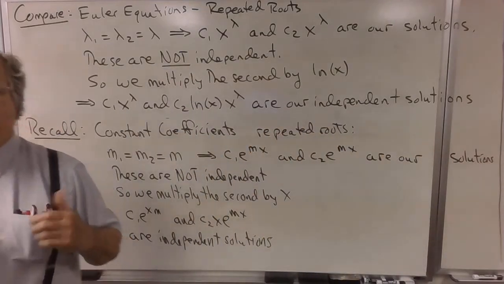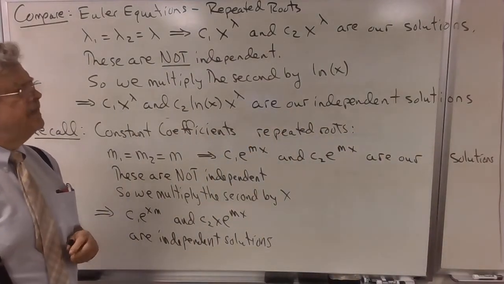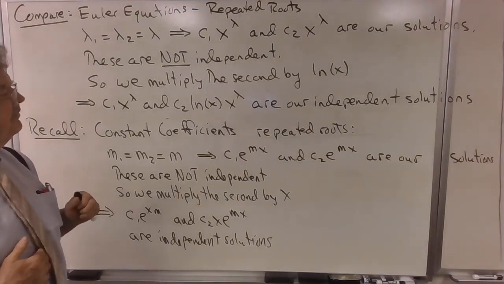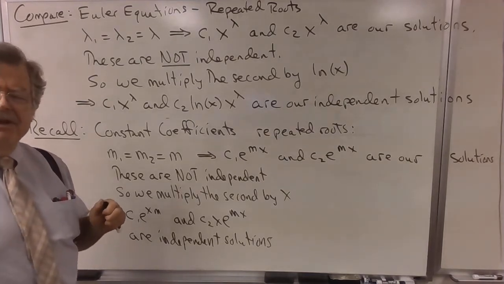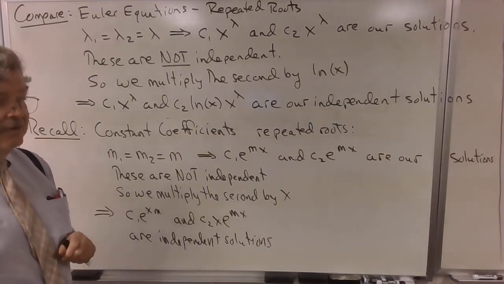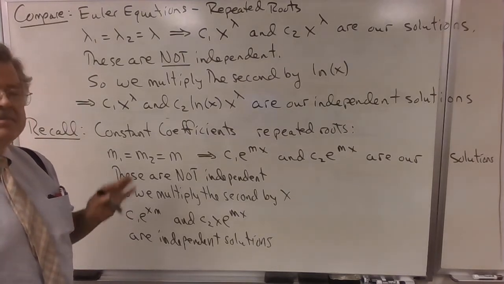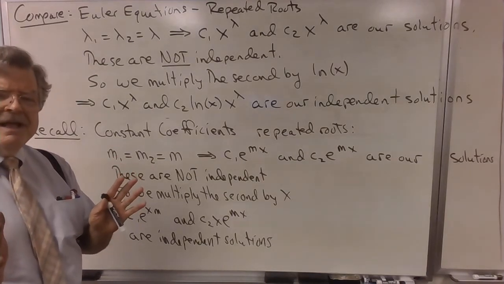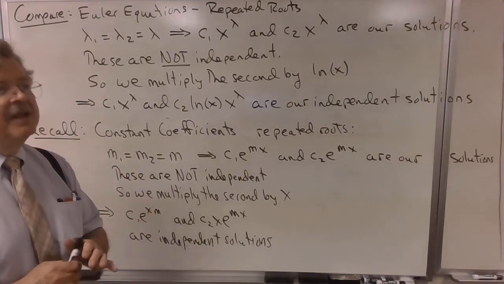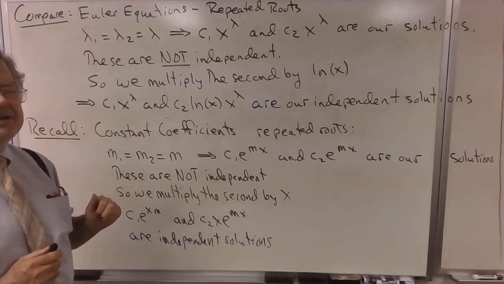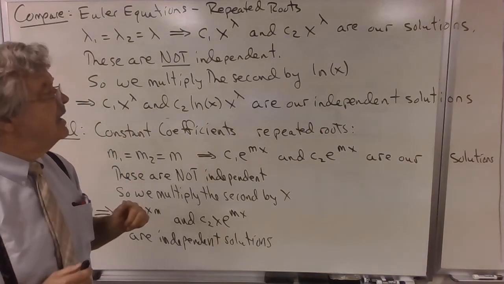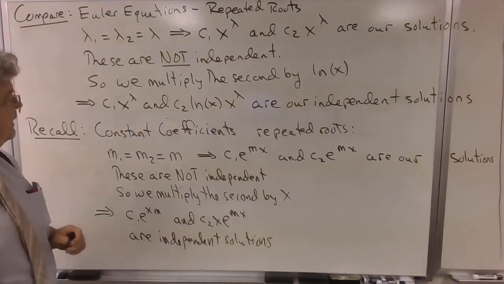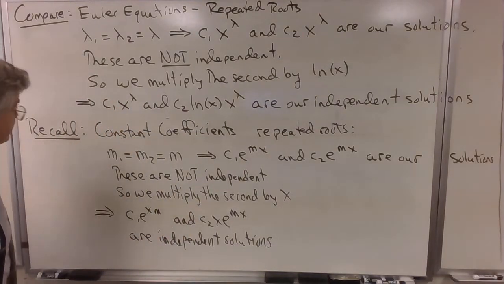So when we have Euler equations, we don't do this exactly the same way we do linear equations with constant coefficients, but the methods are similar. It's just that instead of multiplying by x to get that second independent term, we multiply by natural log of x to get that second independent term.